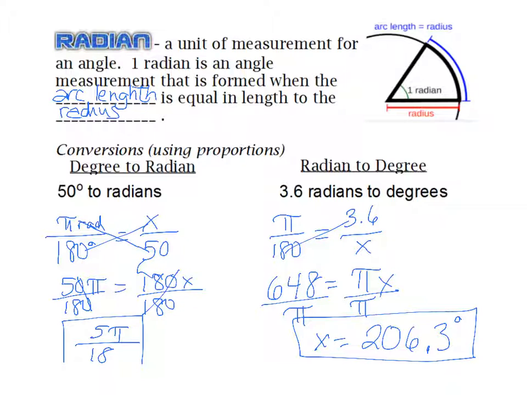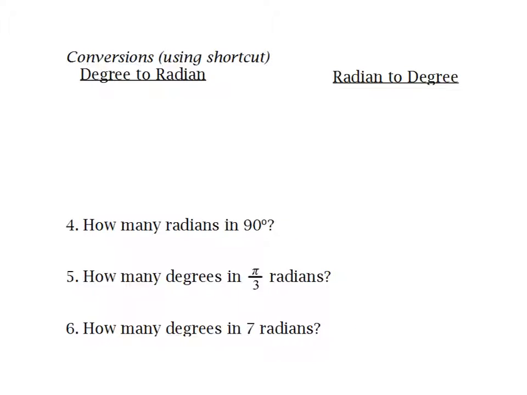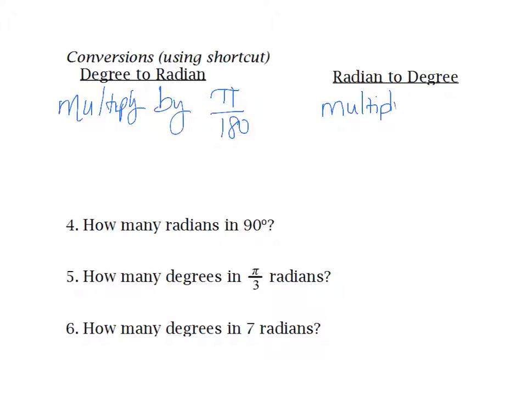But we can make this a little bit quicker. Let's not have to set up this proportion every time. For the shortcut, let's jot it down in our notes so we can use it. To go from degrees to radians, you're going to multiply by pi and then divide by 180. So we say we multiply by pi over 180. If you want to go the other direction, you're going to multiply by 180 over pi.